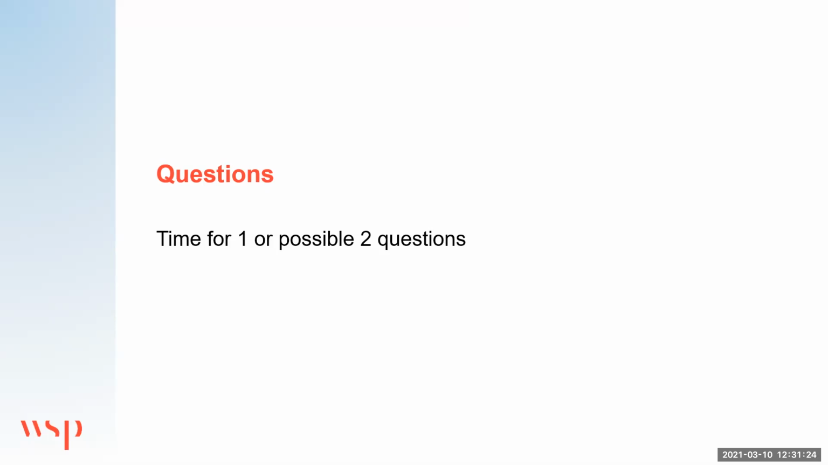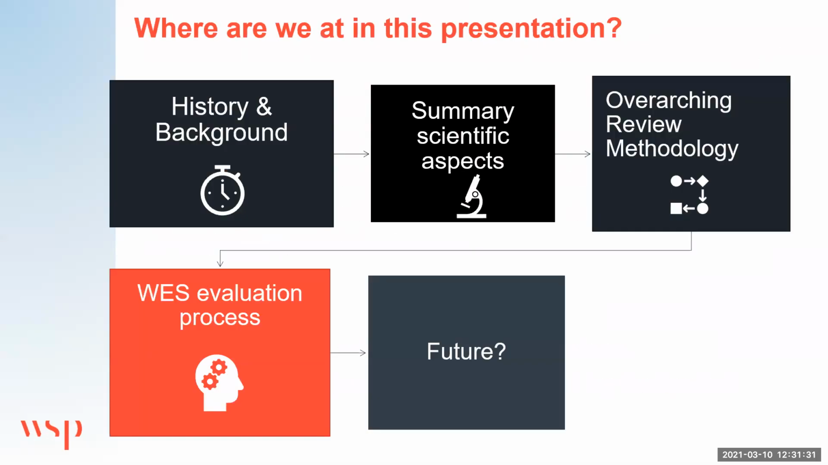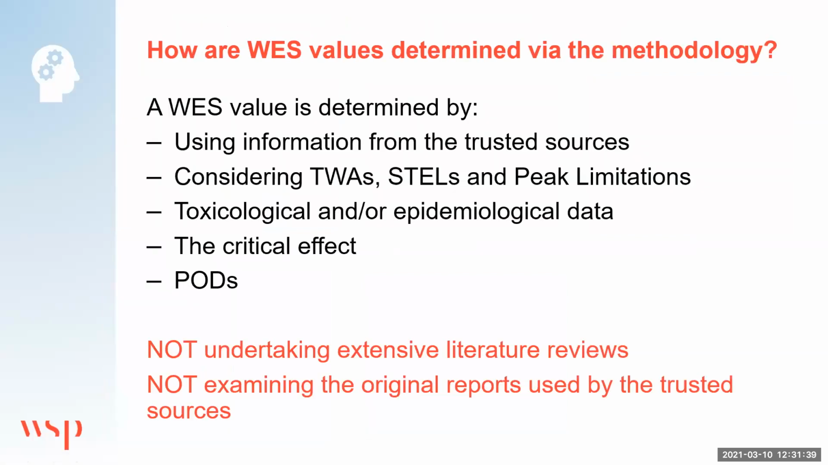I'm going to have to move on now, Bo, so I'll push forward there. Sorry about that, Will. Where are we at? So we're going to look at the WES evaluation process. How did we come up with the numbers? So how are the WES values determined via part 3 of the overarching methodology?